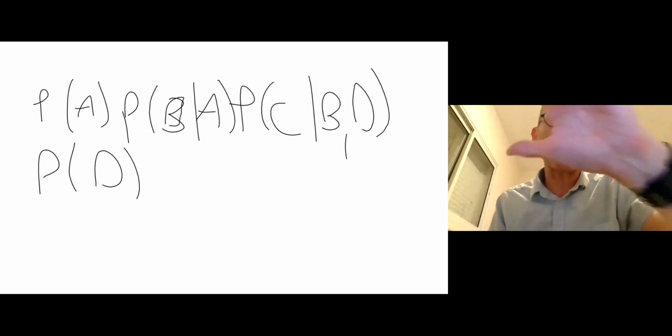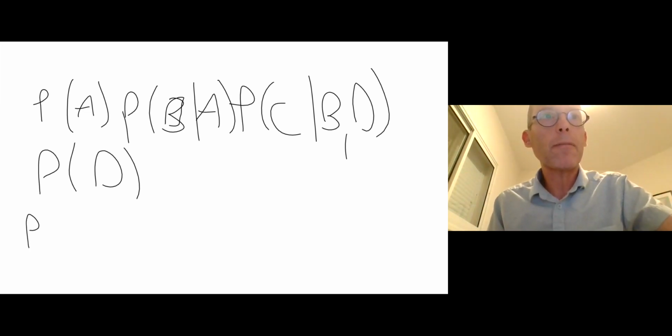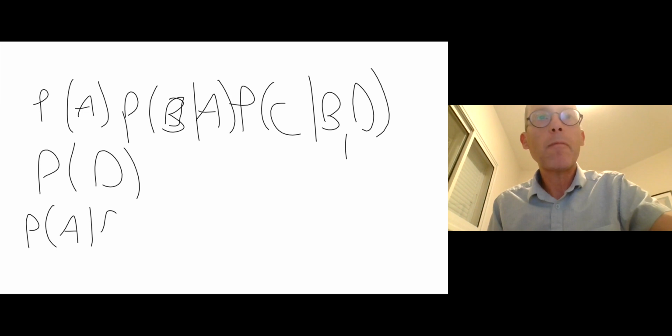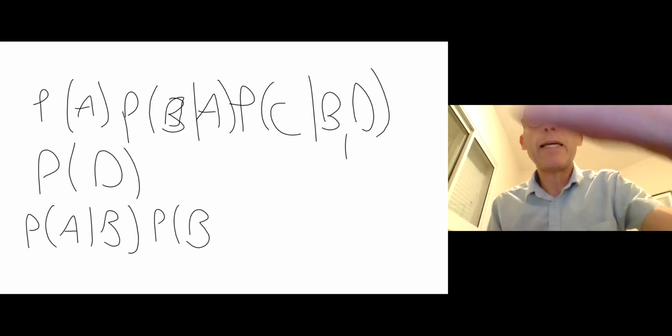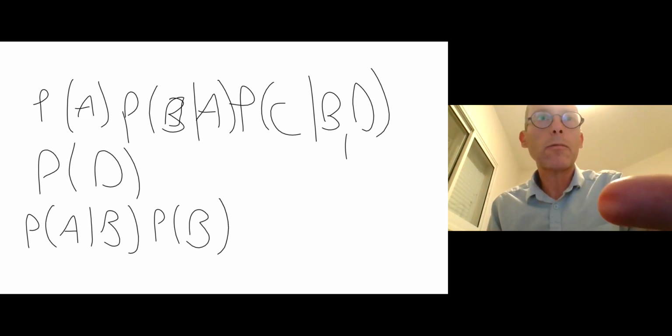What about the first network, the one on the right? We have P of A given B, P of B, since B doesn't have any incoming edge. Is that true? Yeah.